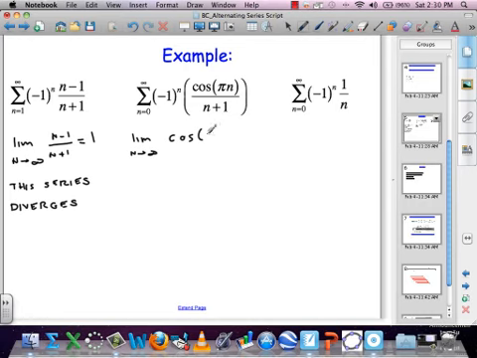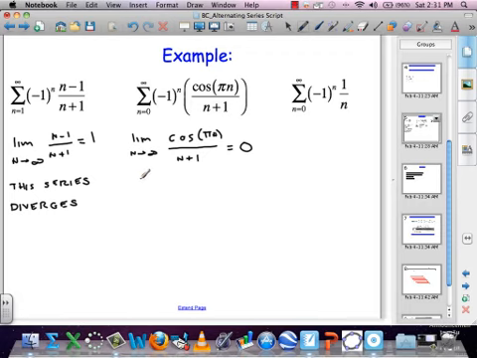Cosine of pi n divided by n plus 1. Now, the numerator oscillates back and forth between -1 and 1. That's as big as the numerator can ever be. The denominator is going to get infinitely large. Okay, infinitely large. So this limit is 0. So far so good. Criteria 1 has been met.